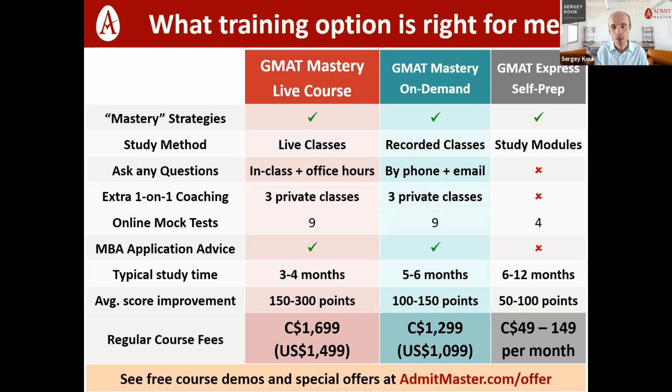And then how long does it actually take? Now, many people ask us, well, would it take me 3 months? Would it take me a year? Well, typical study time, as you could see here with a live class, is about 3 to 4 months to improve. Many of our students would improve approximately 200 points. Again, it takes longer to improve more. We've had people improve more than 400 points.